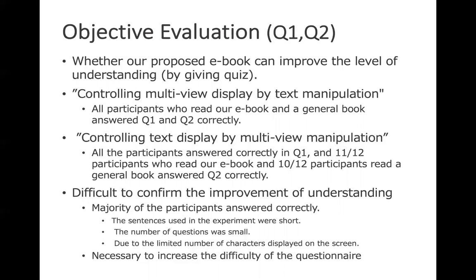As a result on controlling multi-view display by the text manipulation, all participants who read our ebook and the general book answered correctly. As a result on controlling text display by multi-view manipulation, all the participants answered correctly in Q1, and 11 participants who read our ebook and 10 participants who read a general book answered Q2 correctly. It means almost all of the participants answered correctly.